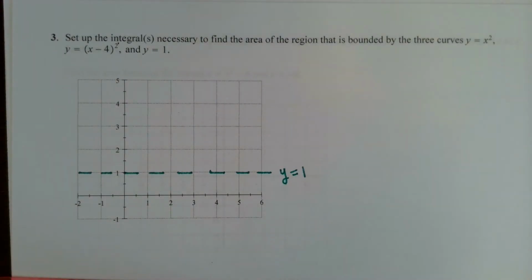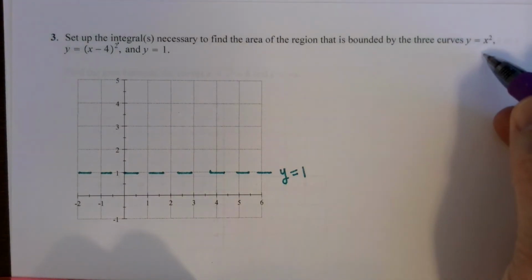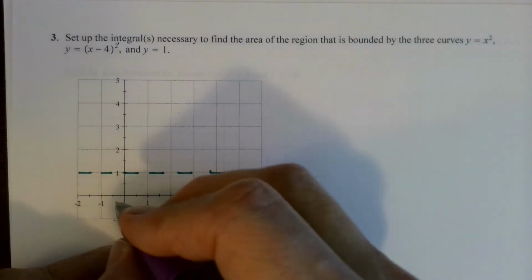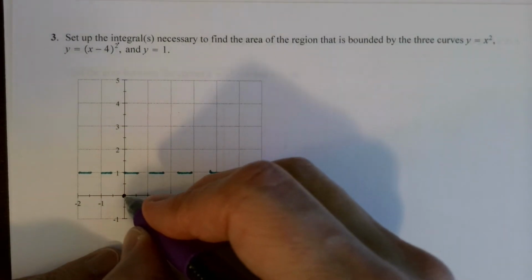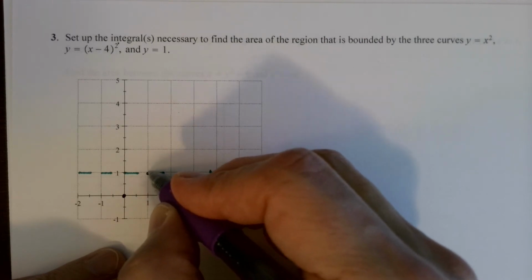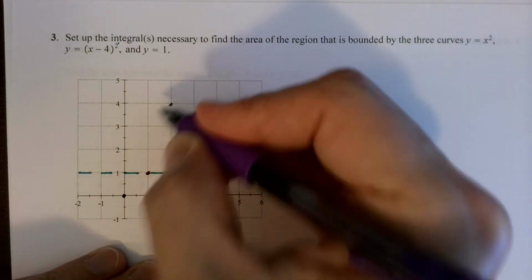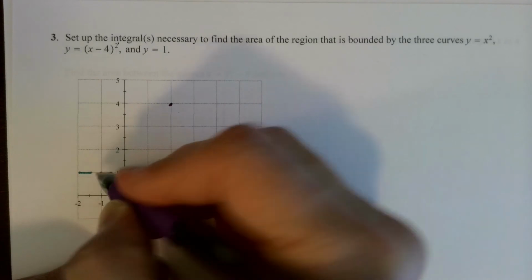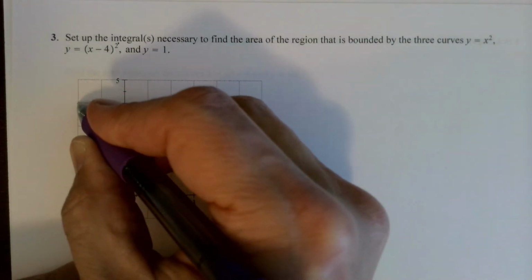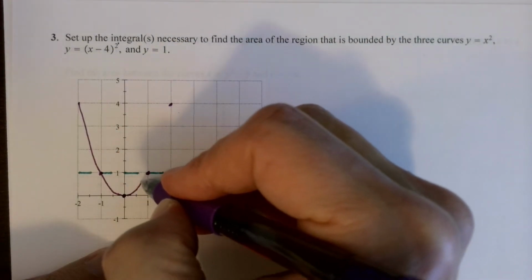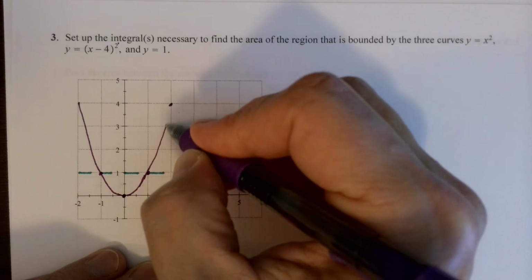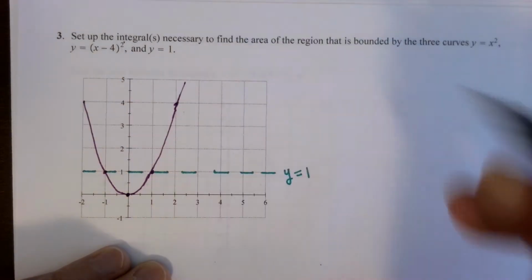And then what do we have? We have y equals x squared. Well, we know that's a parabola opening upward at the origin, so we can do that. If x is 0, y is 0, 1 squared is 1, 2 squared is 4, negative 1 squared is positive 1, negative 2 squared is positive 4. And so we can sketch that parabola. Nice and smooth turning point there, right at the origin, minimum.